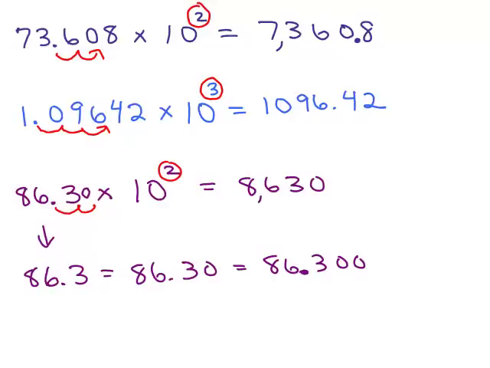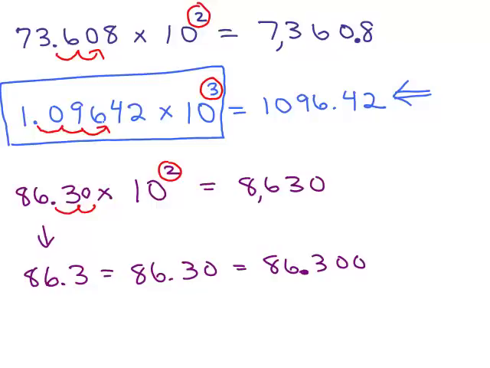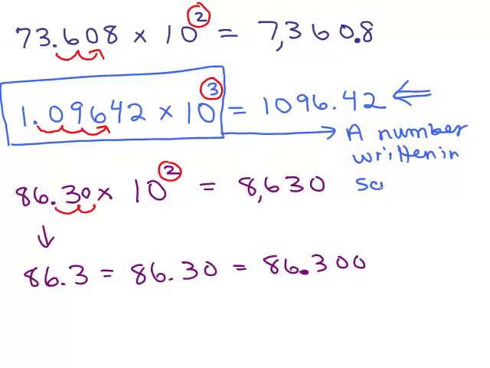This problem right here, the original problem, 1.09642, this is written in scientific notation, right? So that's a number written in what we call scientific notation. And so you're wondering, well, what does that mean? What does scientific notation mean?